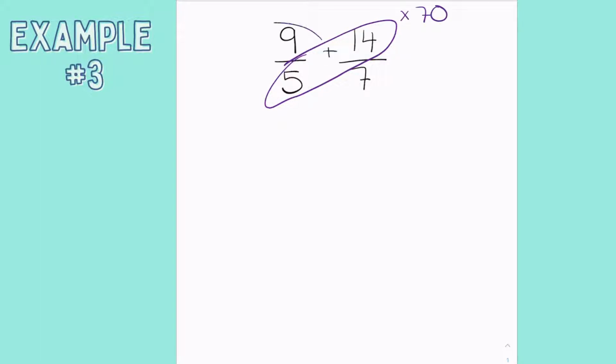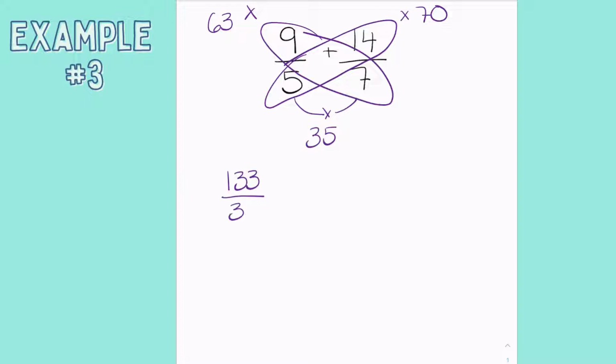Okay, so we're going to multiply 5 times 14, which gives us 70. Multiply 7 times 9, which gives us 63. Multiply our denominators, which will give us 35. Add our numerators, so that's going to give us 133 over 35.